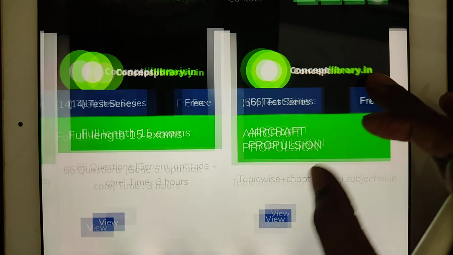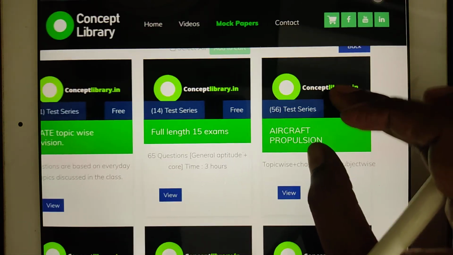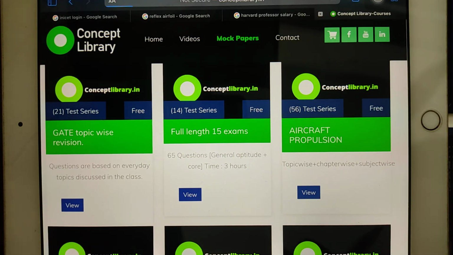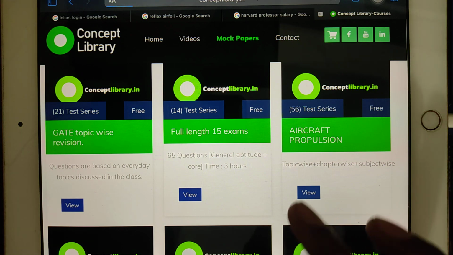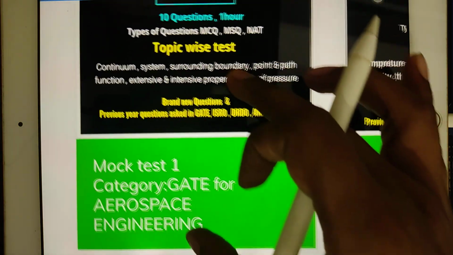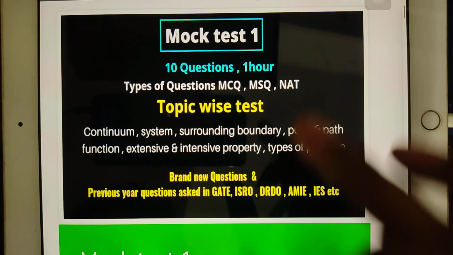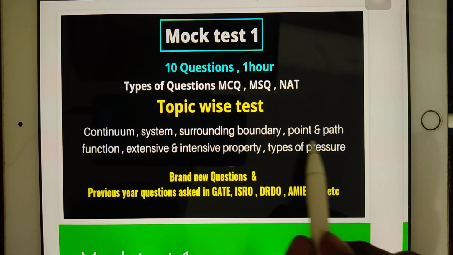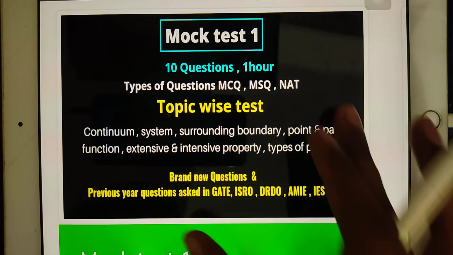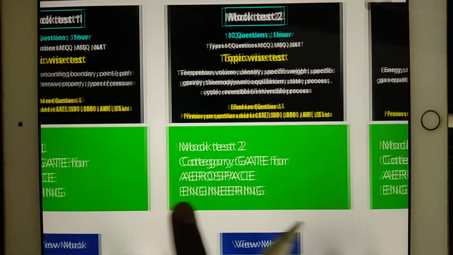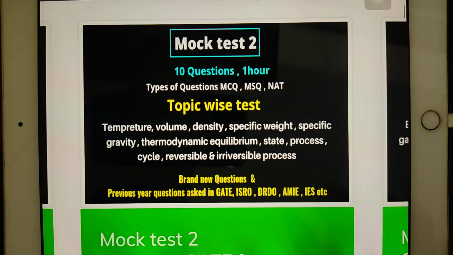So you have to go here, aircraft propulsion test series, right? Topic wise test series. Click the view button, and it will open. You can see these topics you have to take tomorrow. You can see the topic names: continuum, system, surrounding, boundary, point, path, function, extensive, intensive properties. So this is mock test 1. You will view the mock and the test series will start, and then you have mock test 2.